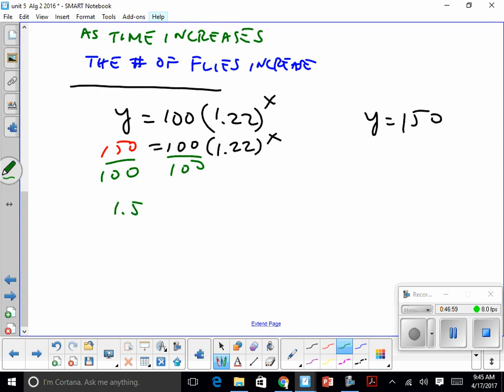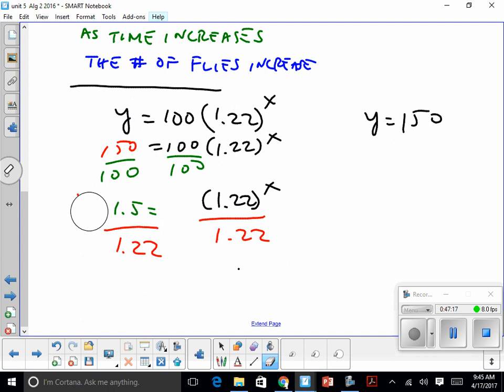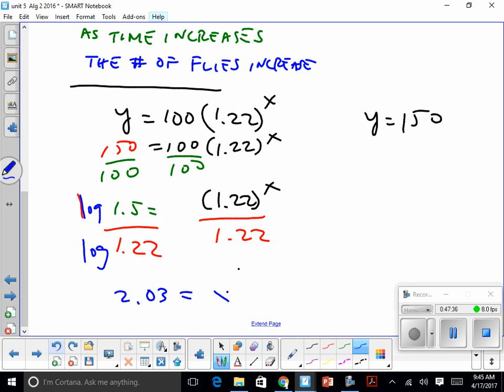What word do I put in front of the left side to? I got it right. Oops. All right. What does it come out to? 2.03. What does that mean in this case? 2.03 years is how long it will take to go from those 100 flies to 150 if nothing changes. All right, take 2 minutes.